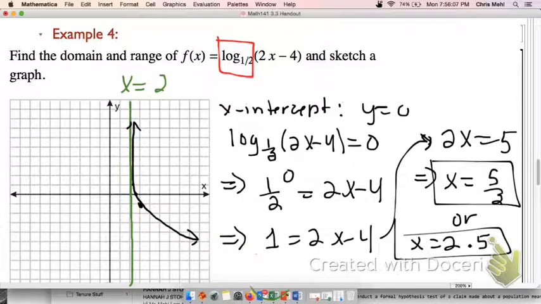So that's one thing you can always do. If you want to graph a logarithmic function, you can try to find x-intercepts, which is setting the function equal to 0. And then you can also try to find a y-intercept. Let me show you what happens if you try to actually find the y-intercept in this problem.